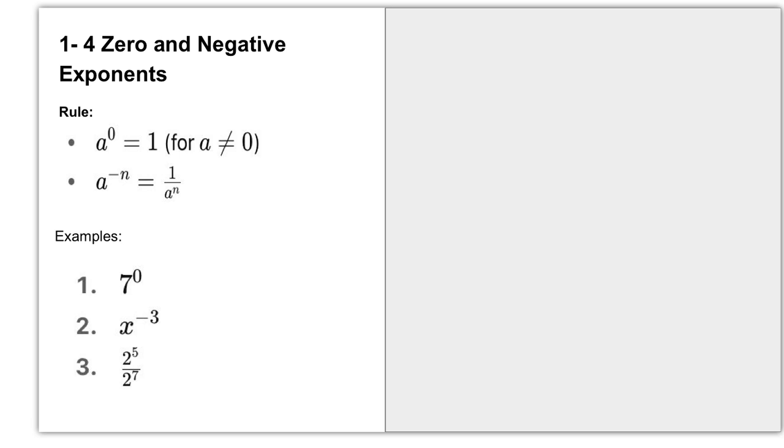Anything that is raised to the zero power equals 1 as long as it is not the number 0, okay? And negative exponents mean it's a fraction, or it's closely related to decimals, numbers with decimals. Obviously, fractions are decimals. Example 1, 7 raised to the 0 power.